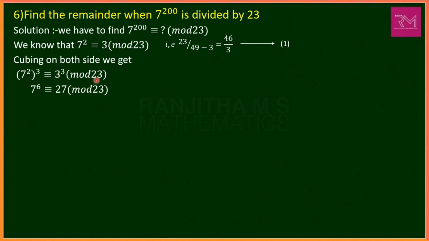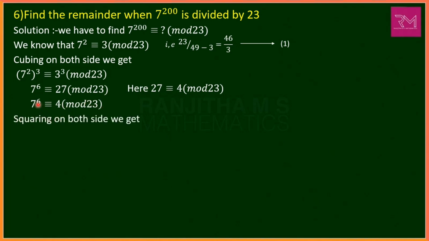So next step, we have to take a smaller value so that we can raise the power and get a smaller value. So we can write 27 is congruent to 4 mod 23. That is, 23 divides 27 minus 4. 27 minus 4 is 23 itself. Therefore 23 divides 23. Therefore we can substitute 4 in place of 27. We get 7 power 6 is congruent to 4 mod 23.